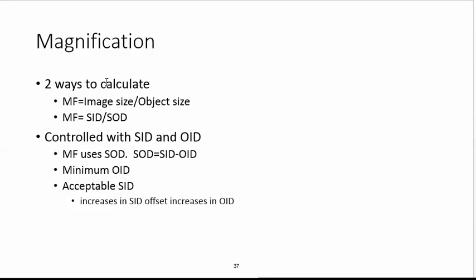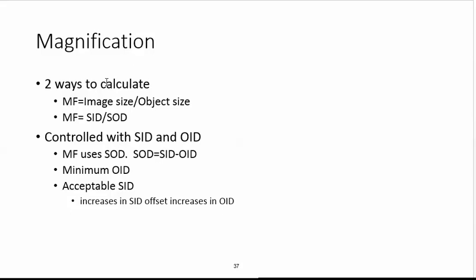So magnification is controlled with SID and OID. Magnification factor uses SOD. So SOD is equal to SID minus OID. SOD is source to object distance. That's the distance between the X-ray tube and the object that you're shooting. And it is equal to source to image distance minus object to image distance.